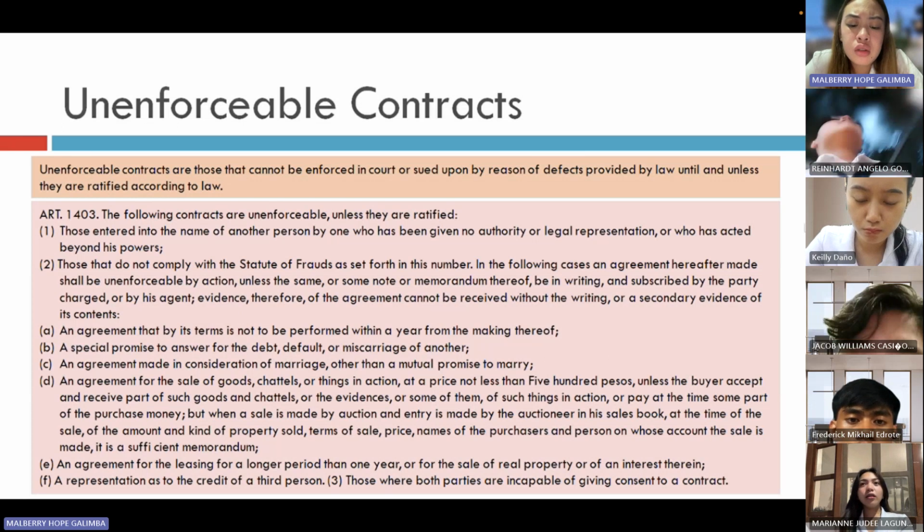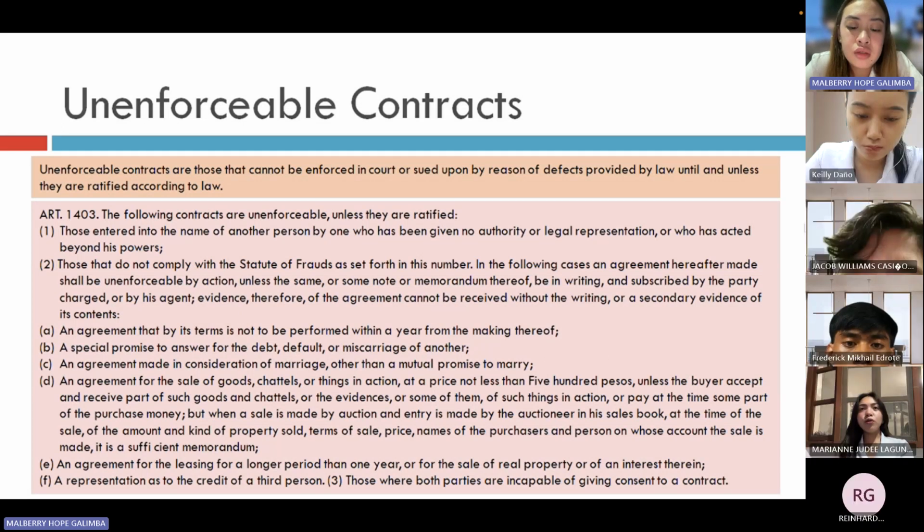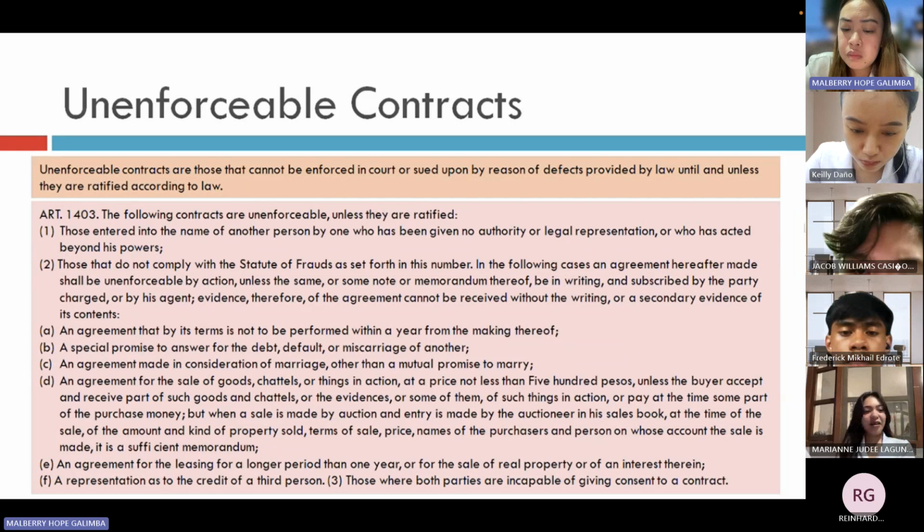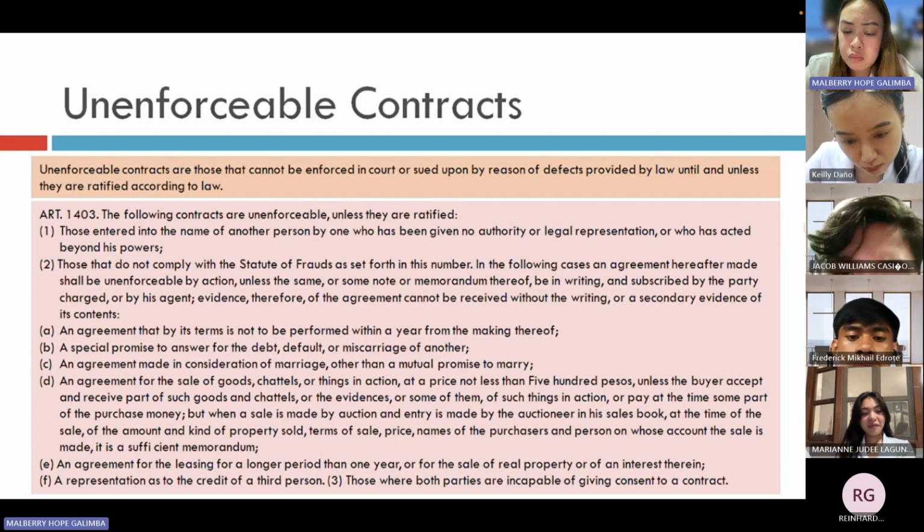Number 2, those that do not comply with the statute of frauds as set forth in this number. In the following cases, an agreement hereafter made shall be unenforceable by action unless the same or some note or memorandum thereof be in writing and subscribed by the party charged or by his agent. Evidence, therefore, of the agreement cannot be received without the writing or a secondary evidence of its contents. Number 1, an agreement that by its terms is not to be performed within 1 year from the making thereof. A, B, C, D, E, and F require that all of these agreements must be in writing.